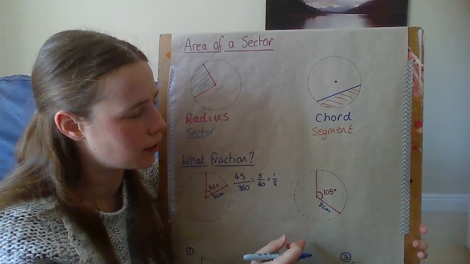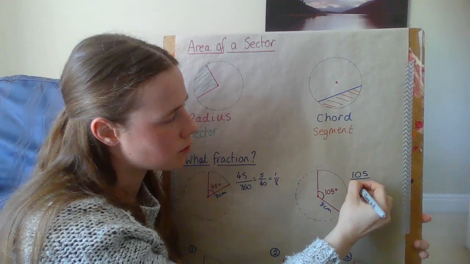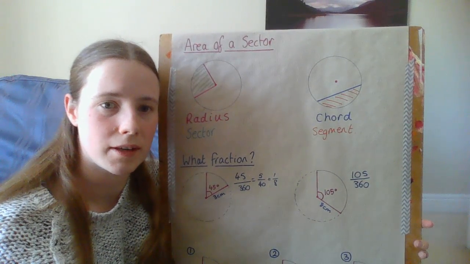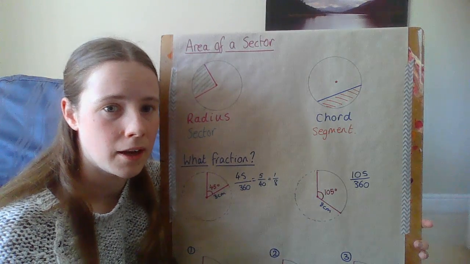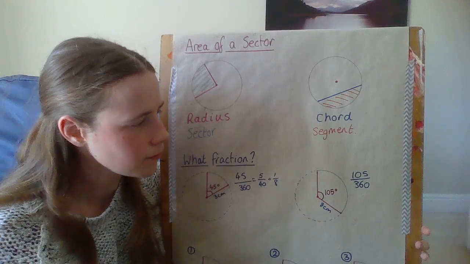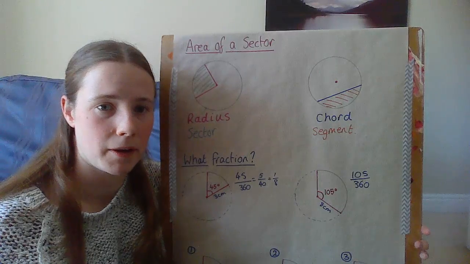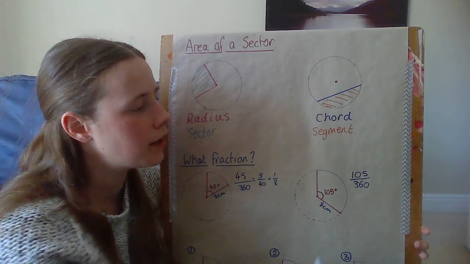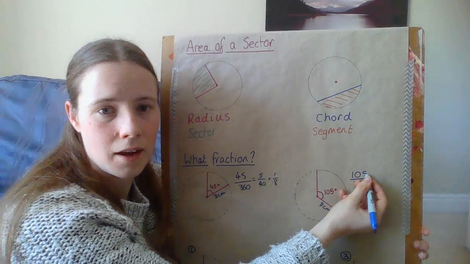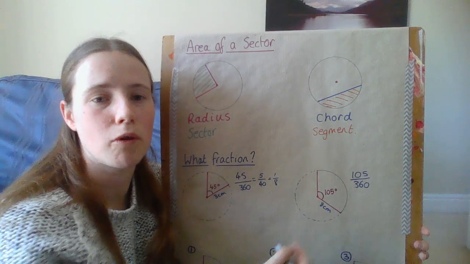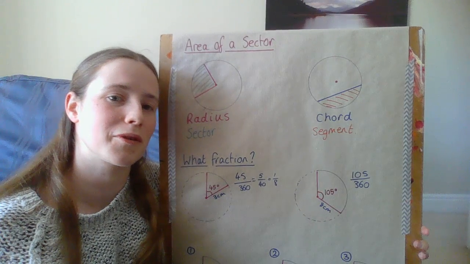I've got 105 degrees out of the full 360, so I'm going to write 105 out of 360, and then I'm going to simplify it down. Both of these can be divided by 5. Both of them can also be divided by 3. So I'm going to start by dividing by 3. How do I know straight away, just by looking at it, that 105 can be divided by 3? The quick trick, if you don't know it, is you add each of the digits together. 1 plus 0 plus 5 is 6. If your answer is in the 3 times table, then your original number is also in the 3 times table. So because 6 is in the 3 times table, 105 is also in the 3 times table.